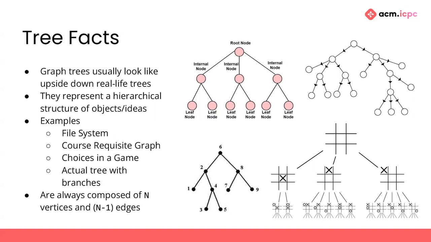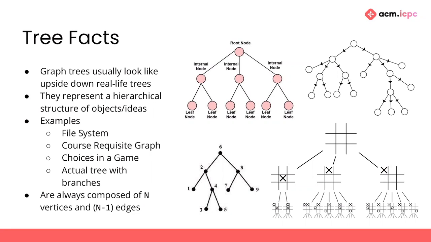Just as an example, if you're playing a game of tic-tac-toe, the branchings might be the different moves that you take. And as you notice, we keep branching out further and further because these are the different states that our tic-tac-toe board can be in by that time. So it's used to model quite a few different things. There's a list of it here. You can read through it. But the basis of a tree is that it is composed of n vertices and n-1 edges.